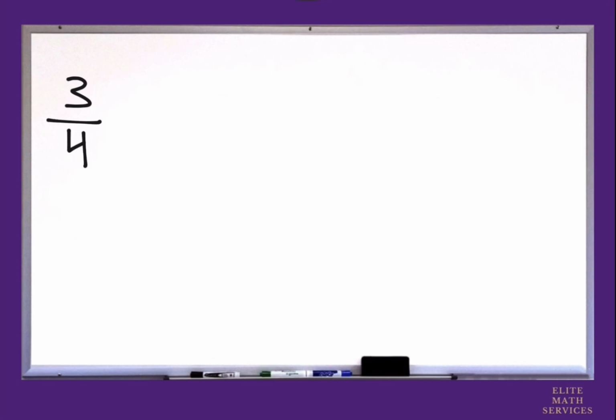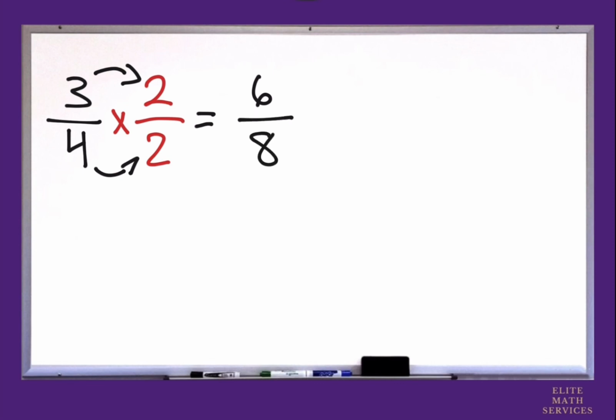Now our first example is going to be 3 over 4. And we're going to multiply this fraction by 2 over 2. And the first thing we do is multiply both of the numerators, which will be 3 times 2, which is equal to 6. And then we multiply both denominators, which is 4 times 2, which gives you 8. So now we have 6 over 8, which is an equivalent fraction to 3 over 4.